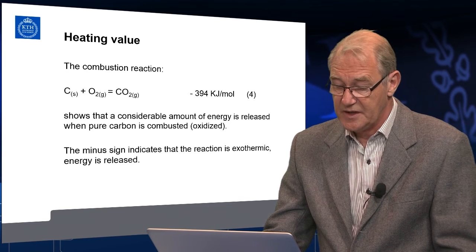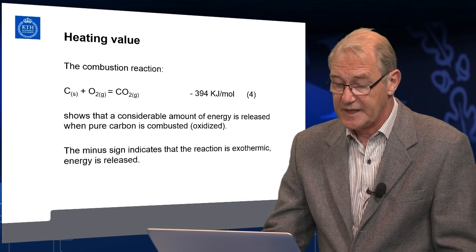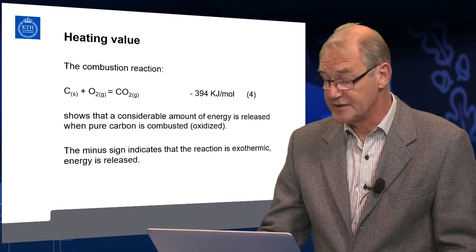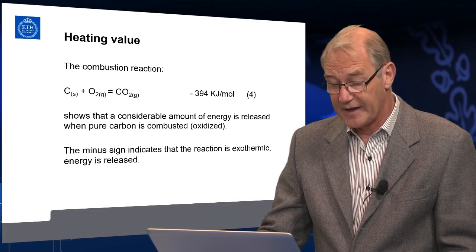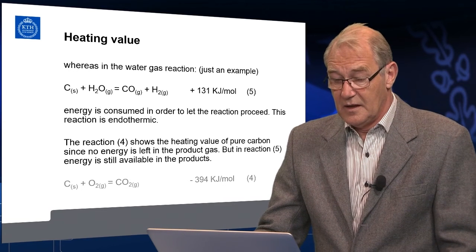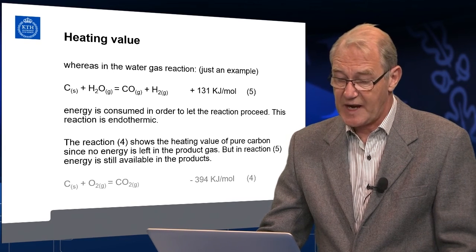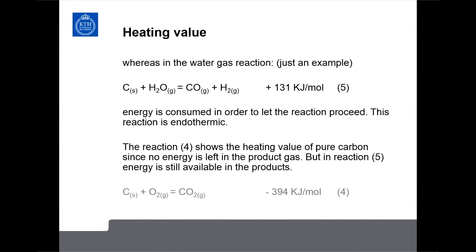And this reaction has a minus sign, which indicates that the reaction is exothermic. It releases energy when the reaction proceeds to the right. On the contrary, we have this reaction, which is called the water-gas reaction, and this is just an example to show that we also have something called endothermic reactions. In the water-gas reaction, carbon reacts with steam or water and produces carbon monoxide and hydrogen.